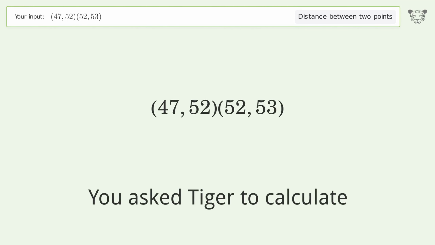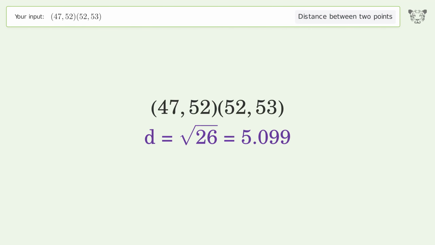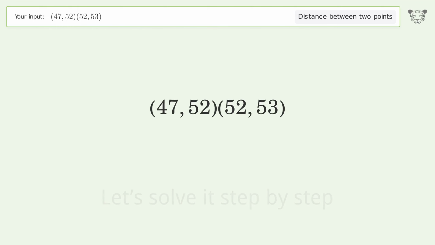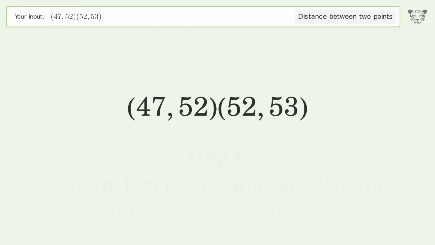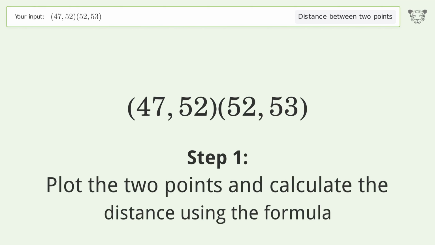You ask Tiger to calculate the distance between 2 points. The distance between the 2 points is the square root of 26, or 5.099. Let's solve it step by step. Plot the 2 points and calculate the distance using the formula.